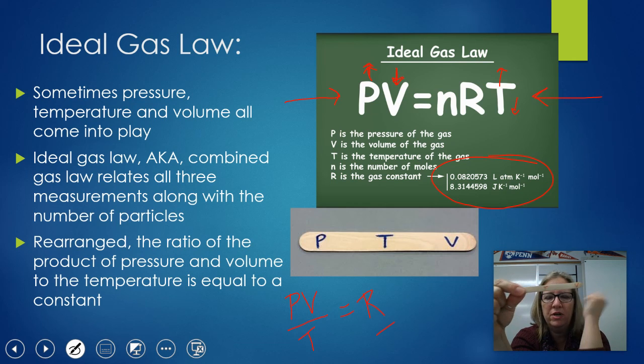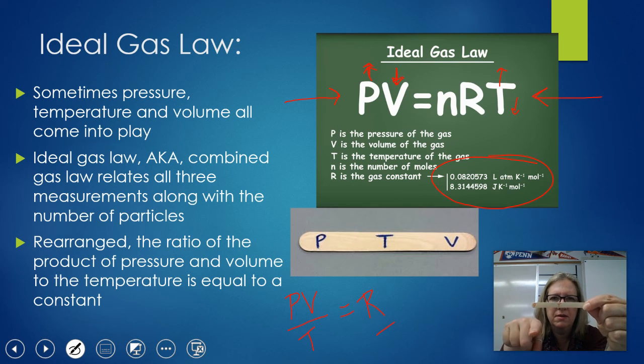Okay, so now pressure is going to be constant. What happens when temperature goes up? Volume goes up also. What happens when temperature goes down? Volume goes down. And then the same is true when volume is constant. If the pressure goes up, temperature goes up; temperature goes down, pressure goes down. So a little trick to help you remember the relationships between those things.